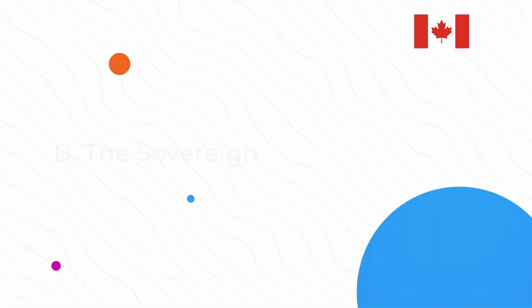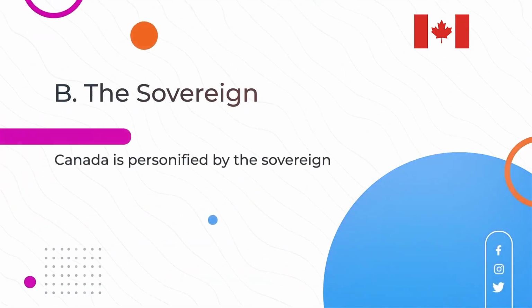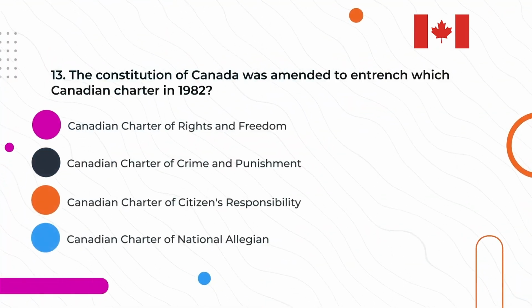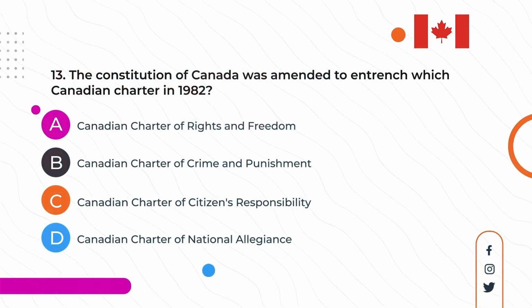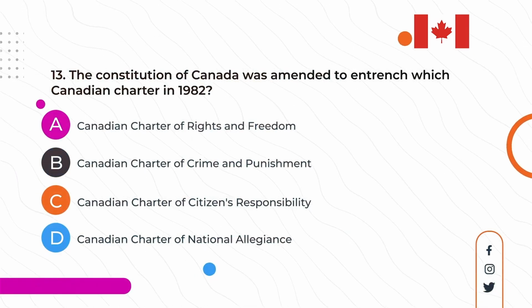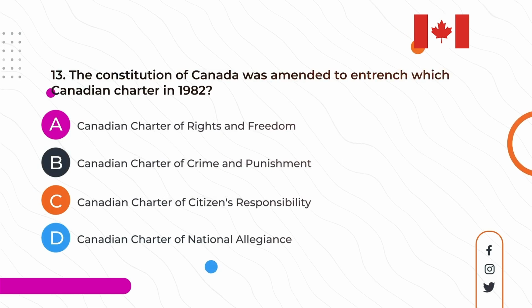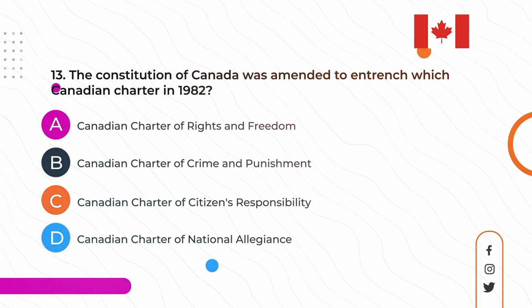Answer: B. The sovereign. Canada is personified by the sovereign. Number 13. The Constitution of Canada was amended to entrench which Canadian Charter in 1982? A. Canadian Charter of Rights and Freedom. B. Canadian Charter of Crime and Punishment. C. Canadian Charter of Citizens' Responsibility. D. Canadian Charter of National Allegiance.